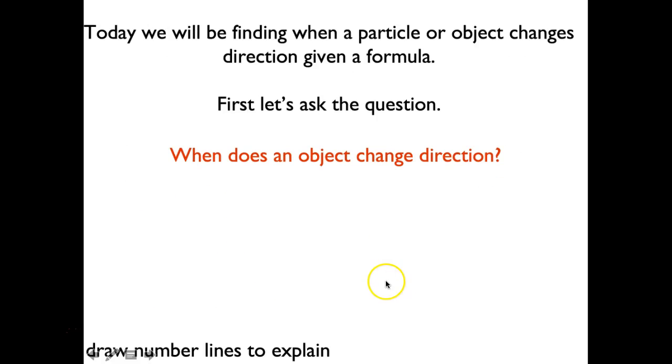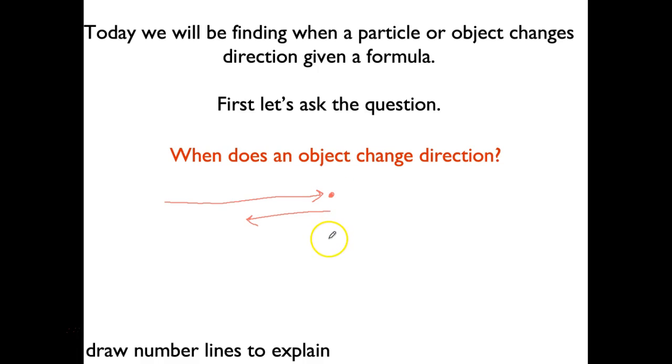Okay, let's do some more here. Now today what we're going to be doing is finding when a particle or an object changes direction. And we're also going to be talking about when it's traveling to the left and when it's traveling to the right. So first let's ask the question, when does an object change direction? If you're thinking about somebody walking, it's easier to do this as an example when I'm standing in front of you, but just think of me standing in front of you and I'm walking to the right. And I decide to stop walking and then I start walking to the left. That would mean I changed my direction right here, right?